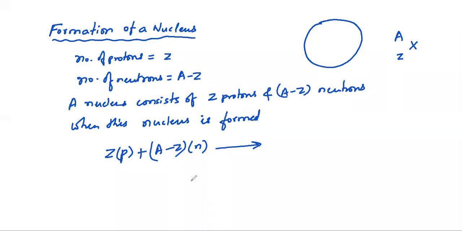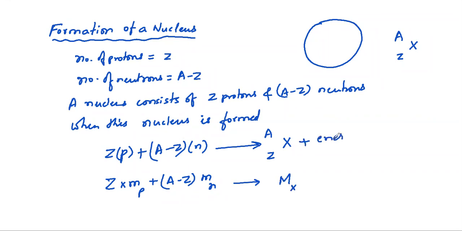So what I mean to say here is Z into mass of proton, plus A minus Z into mass of neutron. This is the meaning basically. This combines to form what? This combines to form the nucleus X with atomic number Z and mass number A. And its mass, I am saying, is mx. So when this is formed, energy is released, and this energy is called the binding energy.